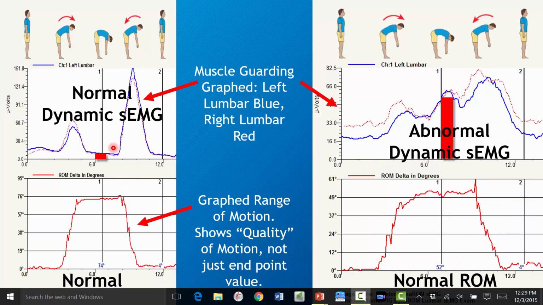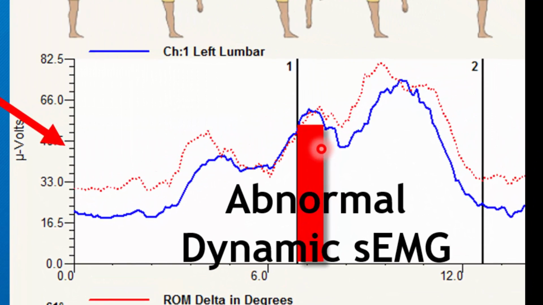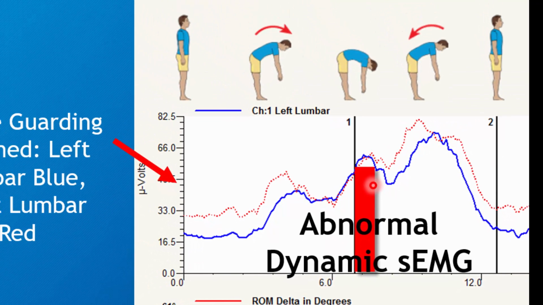On the left you see a normal. As the patient bends into flexion, muscles shut off. You can see range of motion 74 degrees. If you look at an abnormal, as the patient bends into flexion, although the range of motion is technically normal, you see significant muscle guarding. It's that simple. The graphics at the top make it very easy for everybody to understand.